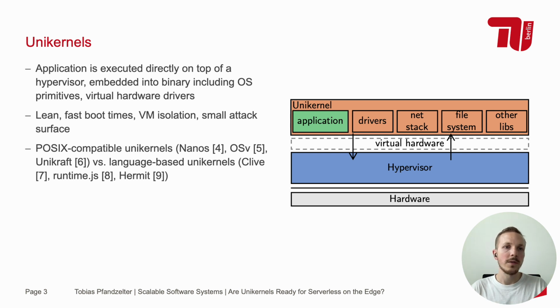We are focusing on the first one, the POSIX compatible unikernels, because we want to run untrusted Linux workloads, and we can't expect in a serverless environment that our developers and users compile the application for our platform specifically and use the kind of dependencies and languages that we support. We want to have as broad an environment as possible for functions to execute.